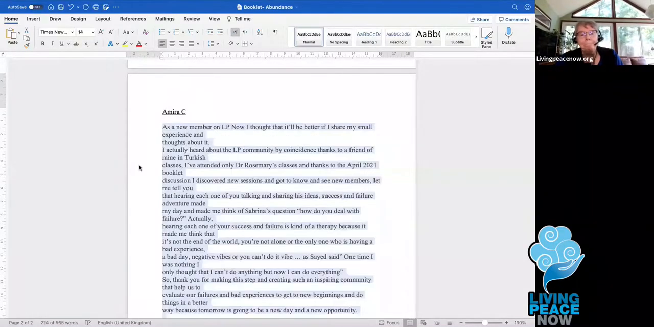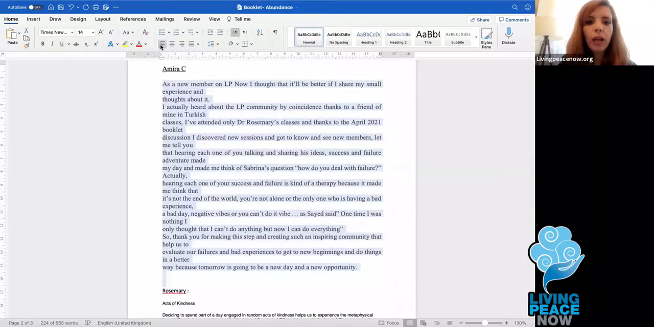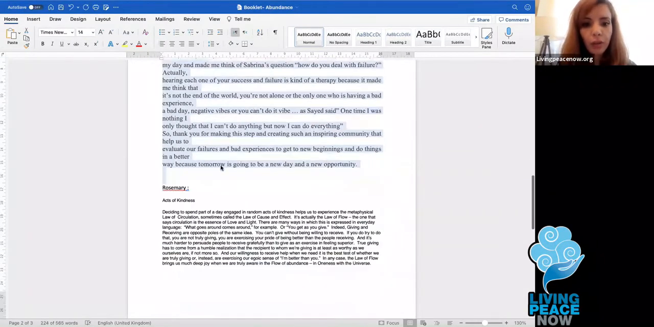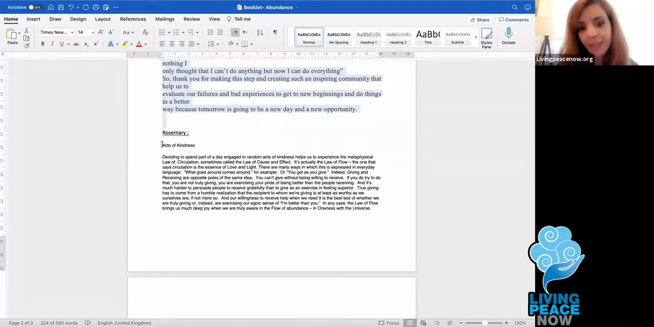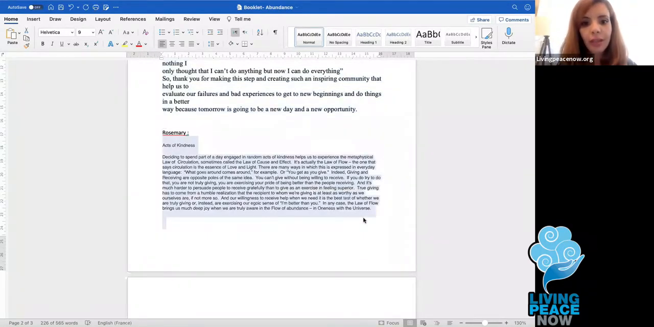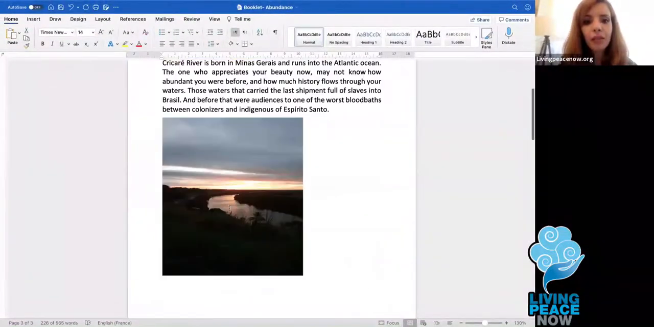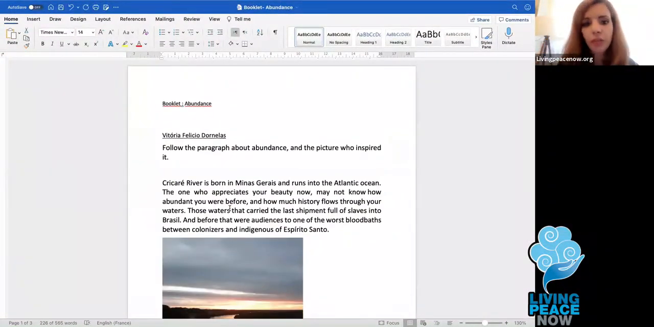Well, I have a couple of paragraphs here from some people. We can go through them and see what people came up with as definition or as experience of abundance. I have one which is interesting, and it is entitled Acts of Kindness. And this is a very positive meaning for abundance. The paragraphs, the ones I have today, the first one is from Victoria. Victoria is not here. Maybe she will join later.